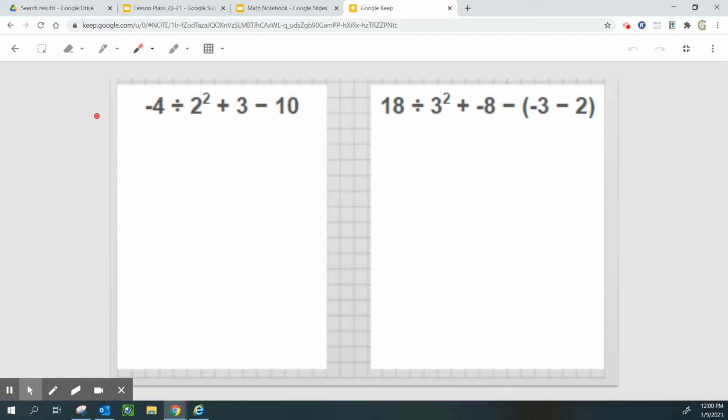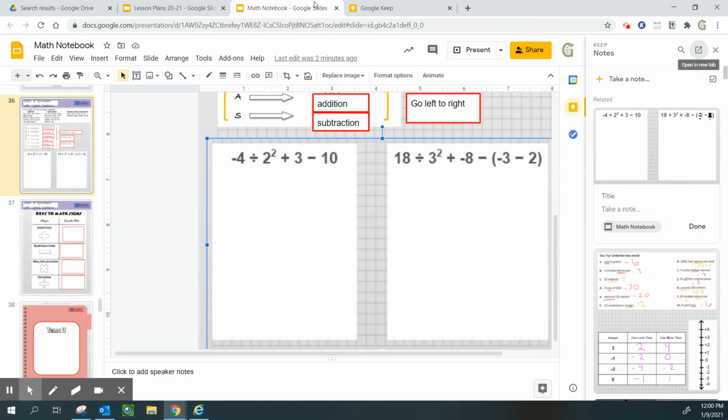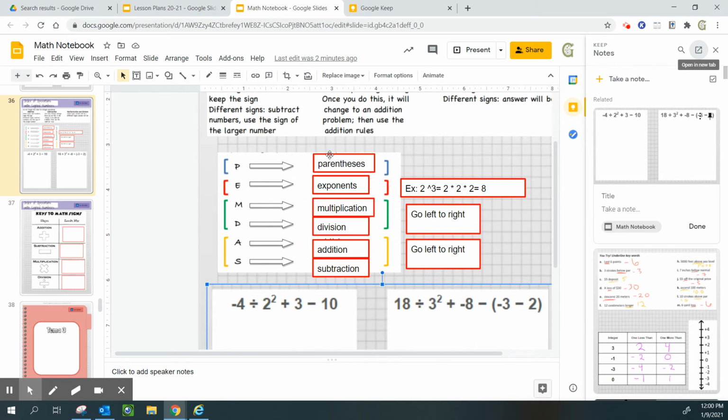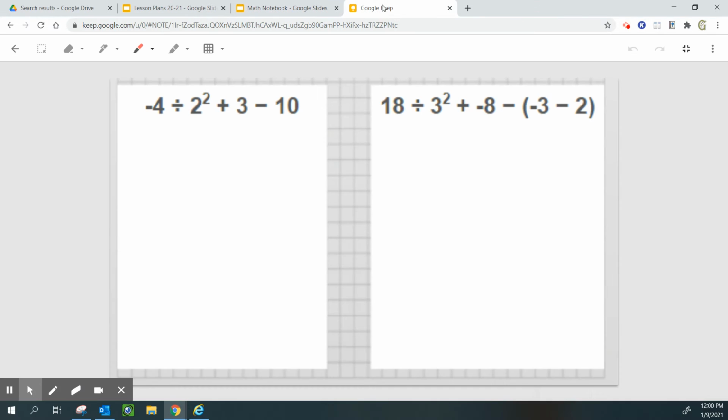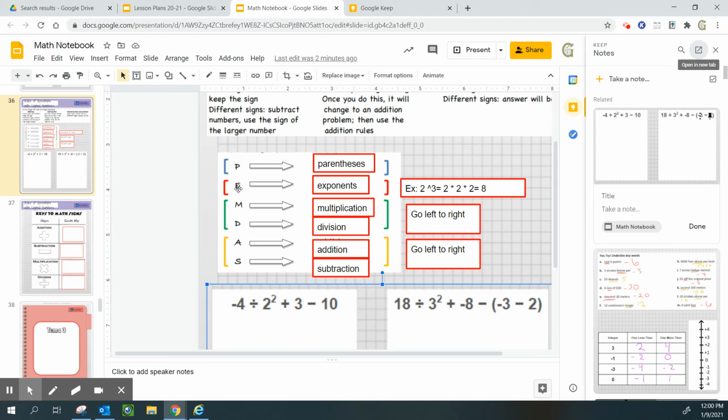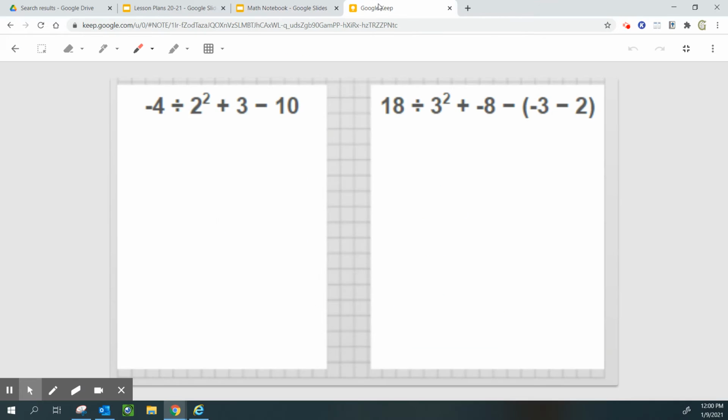Okay, so when I do order of operations, I have to kind of go through and do my steps, right? So first thing I'm looking for is parentheses. And this problem has no parentheses. So I skip to the next step. Next one is exponents. On here, I do have an exponent. So that's the very first thing I'm going to do.